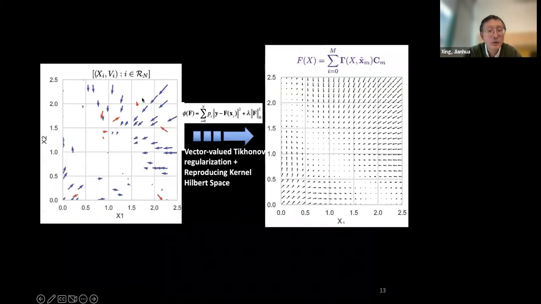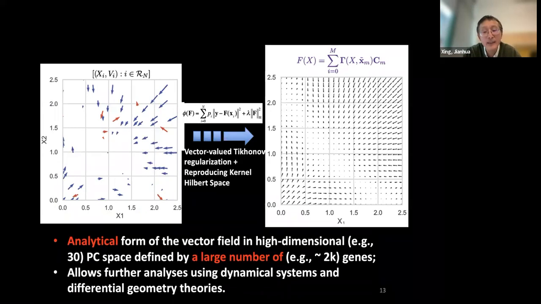So the procedure is like this: you have all the data, and this is the function form you want to minimize. You minimize this loss function with some regularization. I always try to avoid overfitting, so we use a vector-valued regularization to help us constrain the fitting process. So then, numerically, you get this, and at the end, you get an analytical function form of this vector field, because you have the basis functions and the coefficients, right? So this is a high dimensional space, and it describes the low dimensional manifold of the data, how the system evolves over this low dimensional manifold.